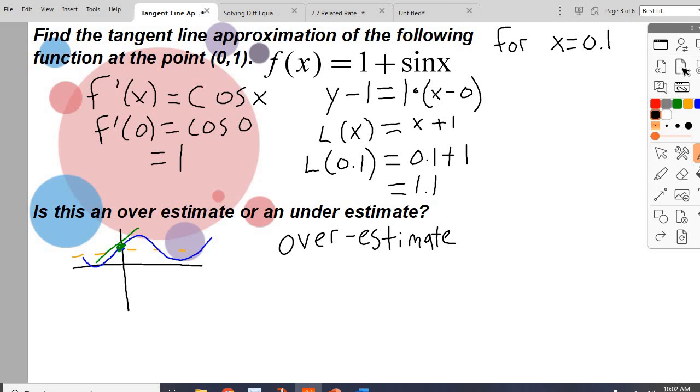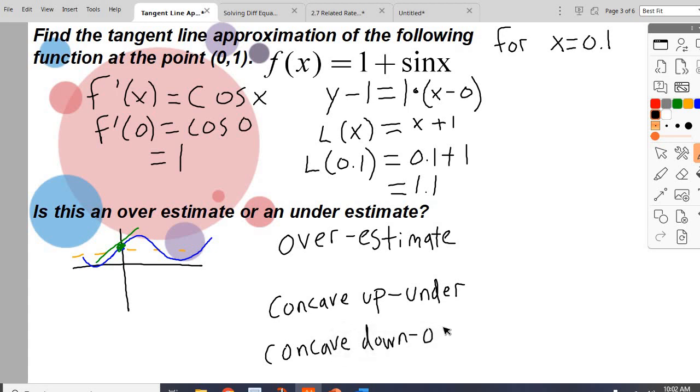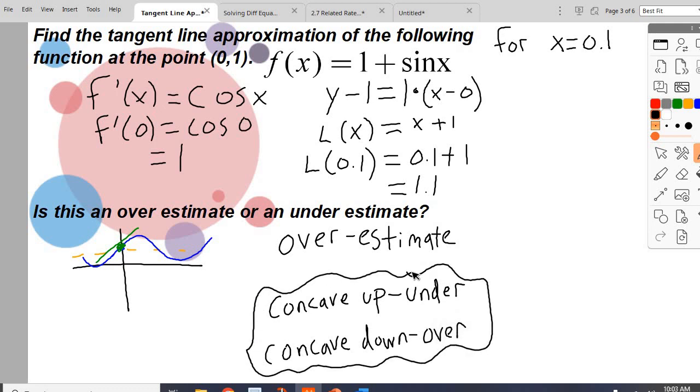So in general, concave up means that we have an underestimate, and concave down means that we have an overestimate. Now you can always draw a picture like this. However, sometimes if it just gives you specific values, it could say f double prime of x is greater than 0. Then you would have to know that means concave up, so that means it's going to be an underestimate. Okay?